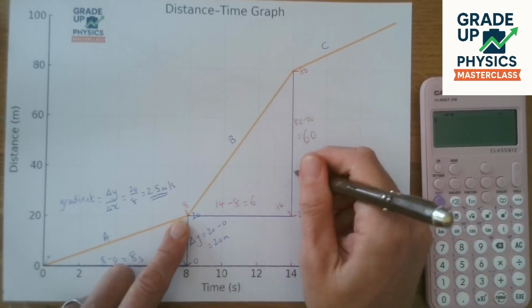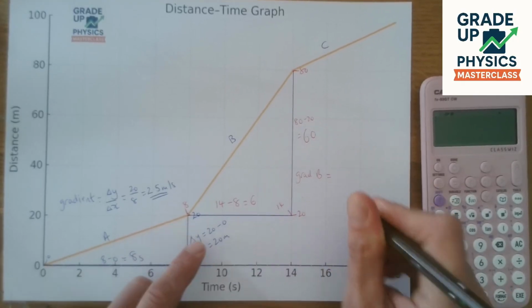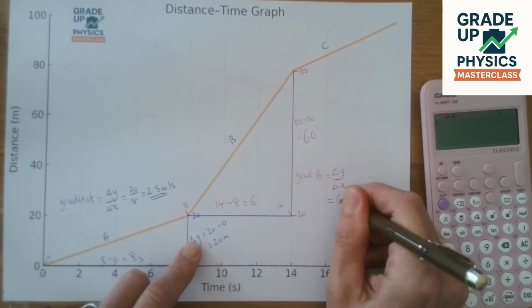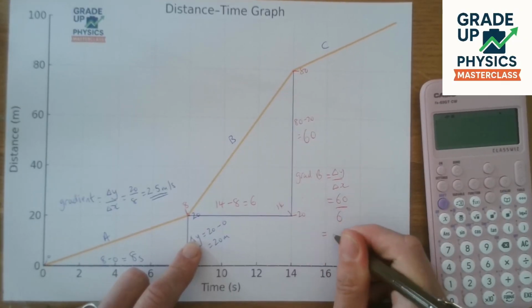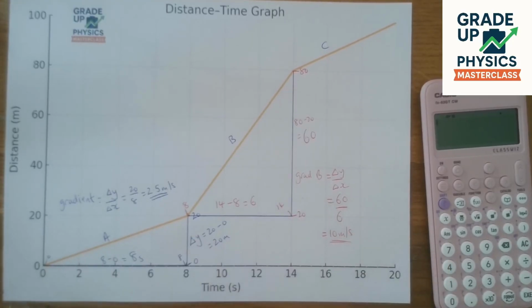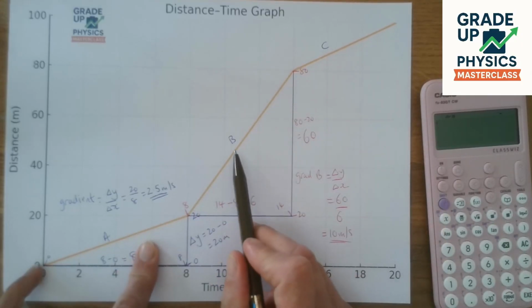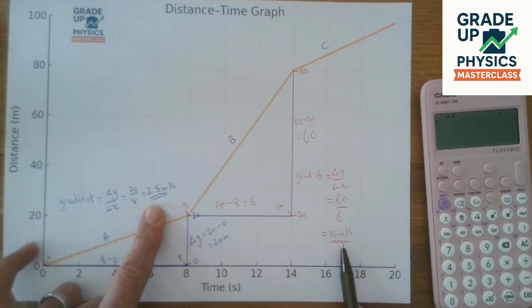Now from here I can work out my gradient of section B, and this is going to be again delta y over delta x, so this will equal 60 divided by 6. I hope we don't need a calculator for this one. This is going to give us 10 meters per second. Now I always think it's a good idea to check your answer, make sure it seems sensible. Now we can see just by eye that B is a steeper gradient, so we were expecting it to be a higher speed, and if we compare our speed for A to B, we can see that that is the case. B is much faster.